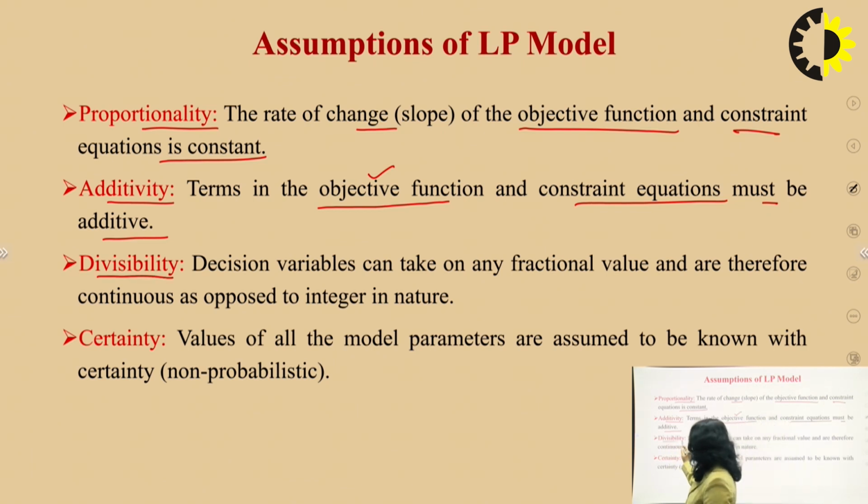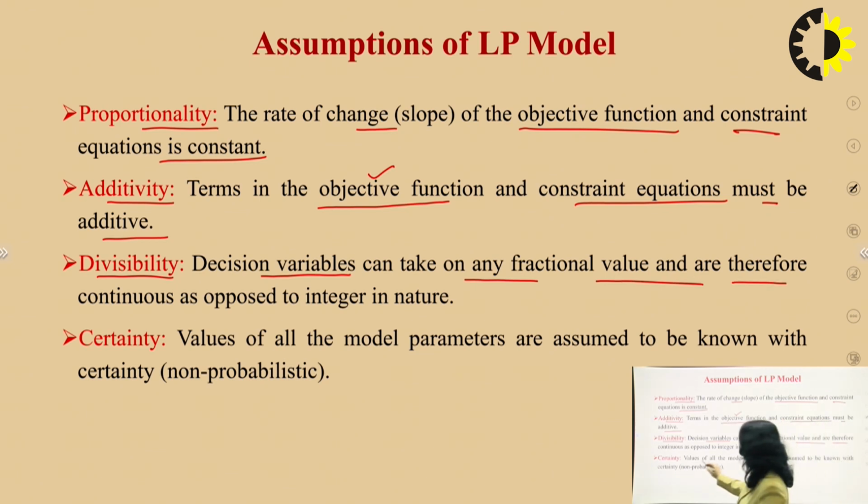Then the next assumption is divisibility. Divisibility is basically that the decision variables can take on any fractional value and are therefore continuous as opposed to integer in nature. It means whatever decision variables are involved in our LP model, or whatever the levels of activities taking place in the organization, they can take any fractional value. This means these will be continuous in nature.